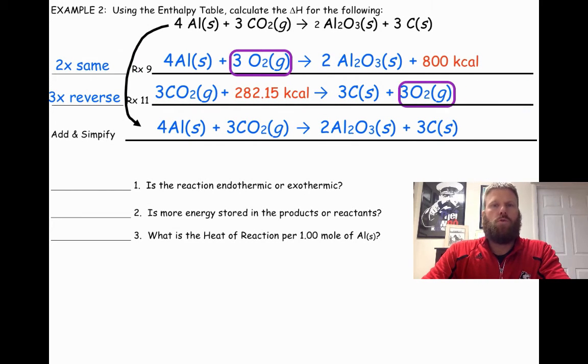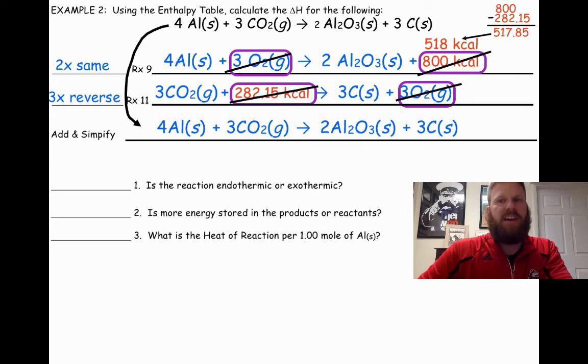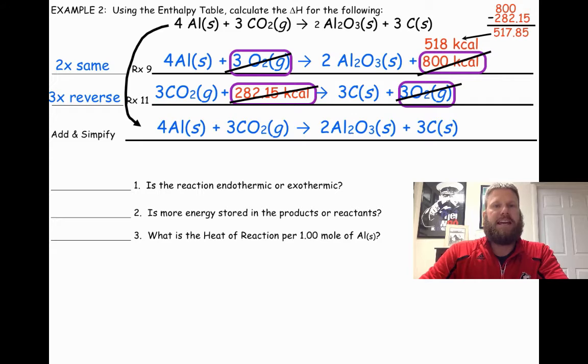3 O2s will cancel. By observation, we can tell that this reaction is going to be exothermic. So we're going to take 800 kcals minus 282.15 kcals. This will give us 517.85 kcals. However, we must follow our sig fig rules for addition and subtraction. 800 has no decimal places. Therefore, our new kcals cannot have any decimal place value. So round to 518 kcals.